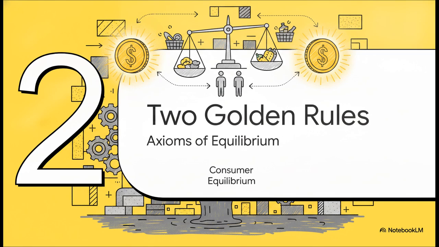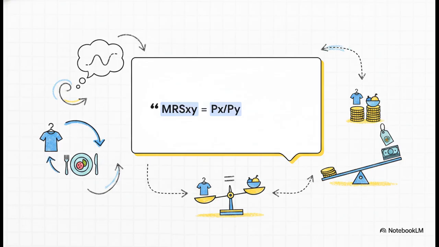Section 2. The two golden rules. Axioms of equilibrium. For a consumer to hit perfect balance, two golden rules have to be met. Here's our first, and it's a massive central equation. The marginal rate of substitution of good X for good Y must perfectly equal the price ratio of those two goods. To put that in plain terms, the rate at which you are personally willing to trade, say, clothing for food without losing any satisfaction, that's your MRS, well, that must perfectly match the rate at which the market actually requires you to trade them based on their price tags. Your personal preference must mathematically align with market reality.